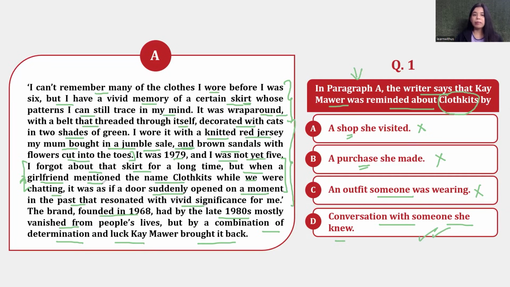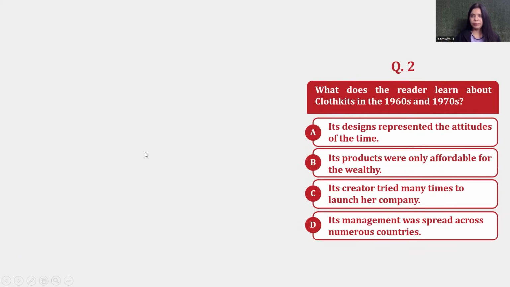But when a girlfriend mentioned the name Cloth Kits while we were chatting, it was as if a door suddenly opened. So this conversation with a girlfriend reminded her of cloth kits. So answer 1 is D over here. Moving on now, let's take a look at the second question.